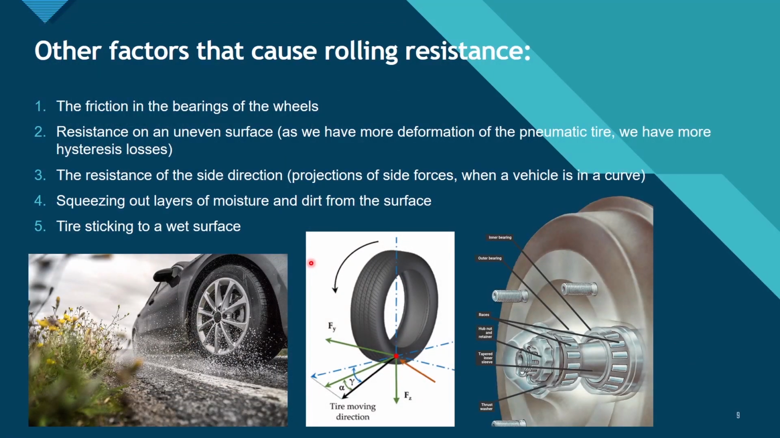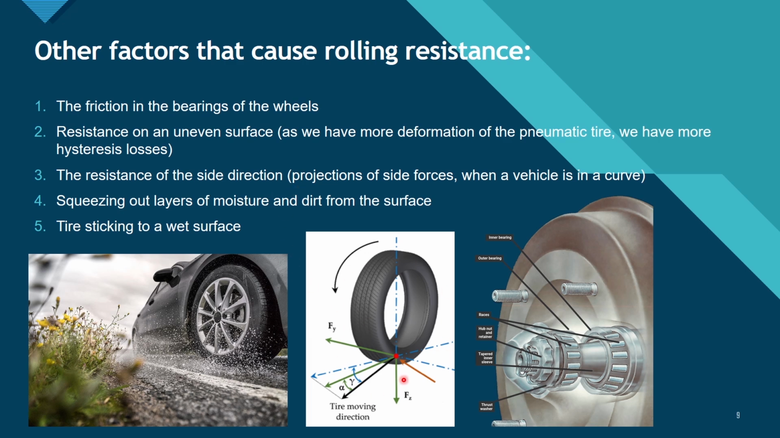In the beginning of the lesson, we said that hysteresis resistance accounts for about 90% of rolling resistance. What about this 10% or sometimes more that's left? Well, we have the friction in the bearings of the wheel hub that take up some of the energy and convert it to heat. We have the resistances of uneven surfaces. Because it is an uneven surface, it is prone to deform the tires more, and ultimately we have more hysteresis losses. We have the resistance of the side direction.